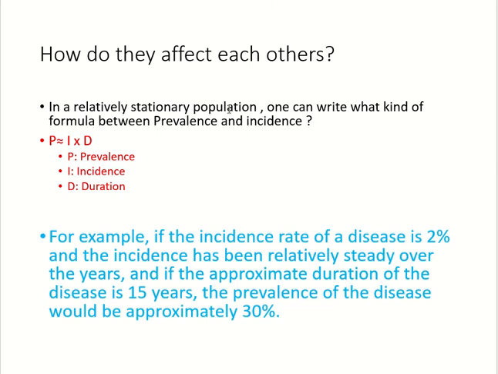Therefore, in a relatively stationary population, meaning the population size is not changing much, with no outward migration or inward migration, the population is kind of stable, one can write the following formula between prevalence and incidence. You can say that prevalence is almost equal to incidence times duration. So for example, if the incidence rate of a disease is 2%, and the incidence has been relatively steady over the years, and if the approximate duration of the disease is 15 years, the prevalence of the disease would be approximately 30%.